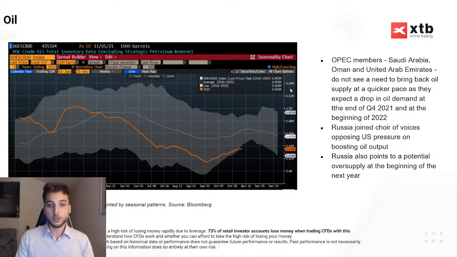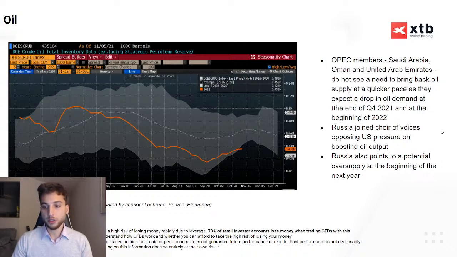So oil has been a key market for quite some time. We saw some excessive or increased volatility not too long ago. A lot of demand concerns, or rather a lot of supply concerns, as demand keeps increasing. But we have seen OPEC members, which are Saudi Arabia, Oman, and the United Arab Emirates, do not see the need to bring back oil supply at a quicker pace, as they expect a drop in oil demand at the end of Q4 2021 and the beginning of 2022.